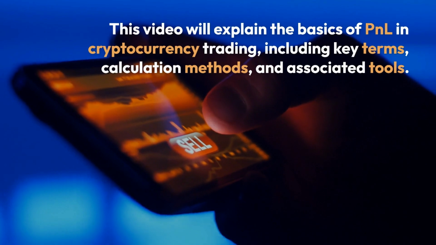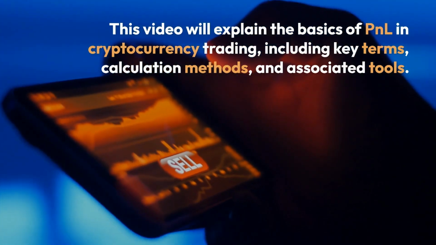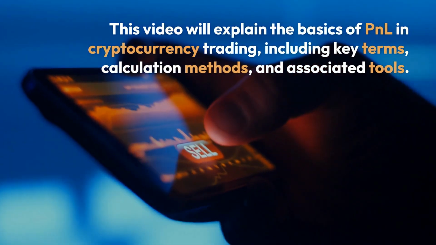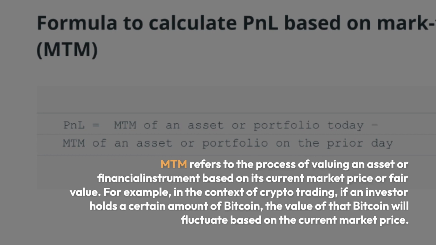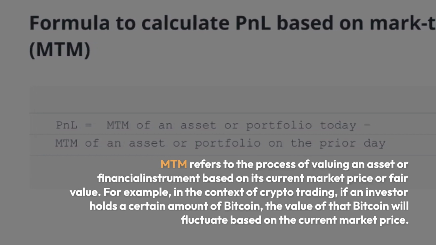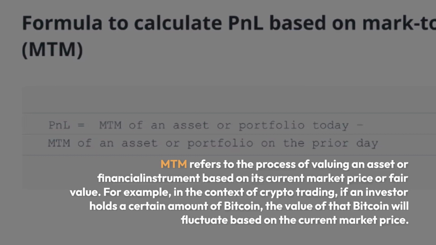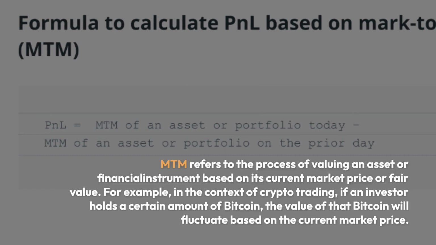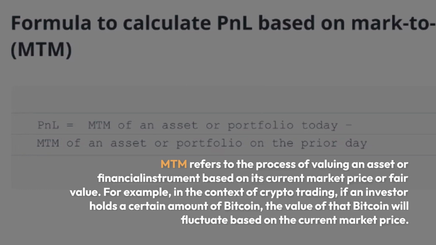This video will explain the basics of PnL in cryptocurrency trading, including key terms, calculation methods, and associated tools. MTM refers to the process of valuing an asset or financial instrument based on its current market price or fair value. For example, in the context of crypto trading, if an investor holds a certain amount of Bitcoin, the value of that Bitcoin will fluctuate based on the current market price.